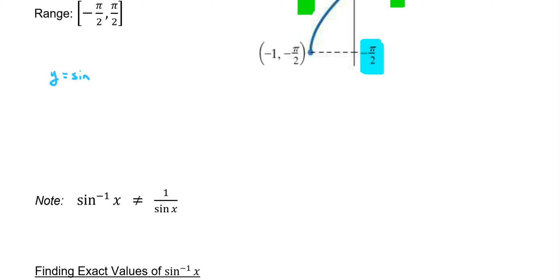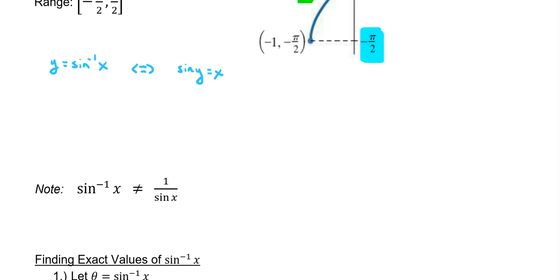So for example, let's say we have just y equals sine inverse of x. We're going to be able to convert between sine inverse and sine form. Y equals sine inverse of x is essentially the same as sine of y equals x. So notice where the variables x and y are. These forms essentially mean the same thing. They're just in two separate forms.